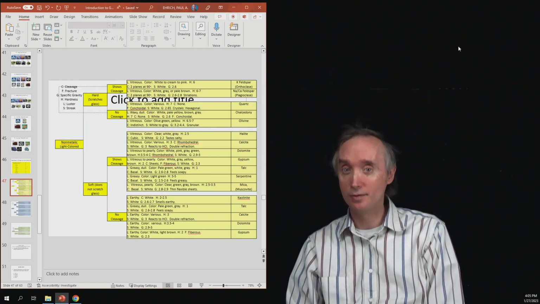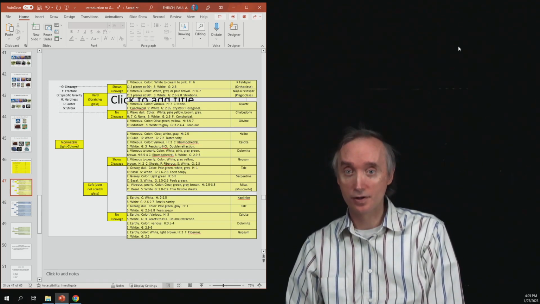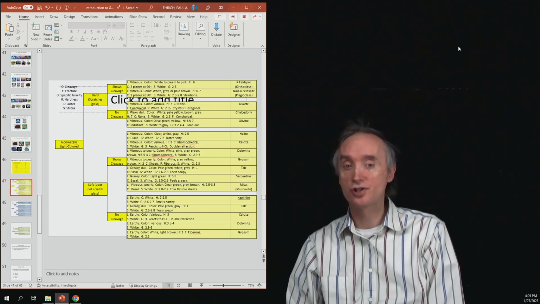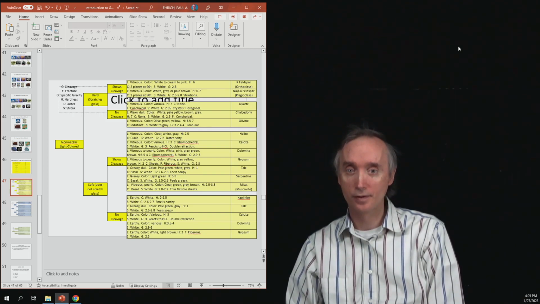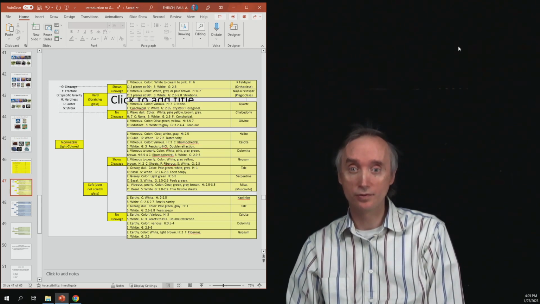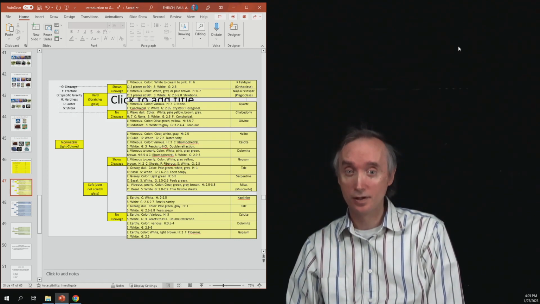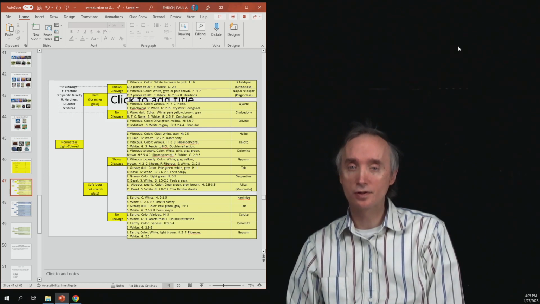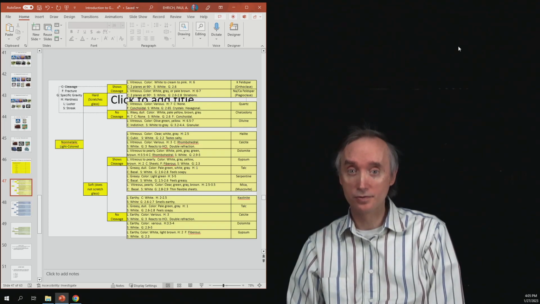Another one is going to be the luster. So is it shiny like a mirror or is it not shiny like a mirror? Another one is going to be the cleavage. So does it have cleavage planes? And if so, what do they look like? Another one is going to be hardness. So by using just a few of these properties of minerals, we can narrow down exactly what kind of a mineral it is.